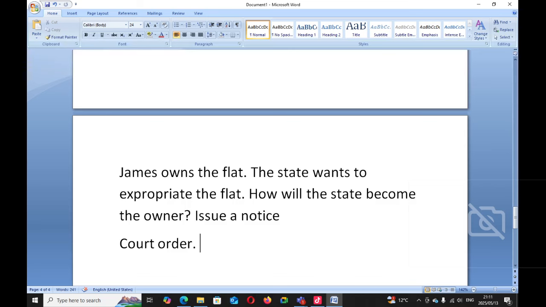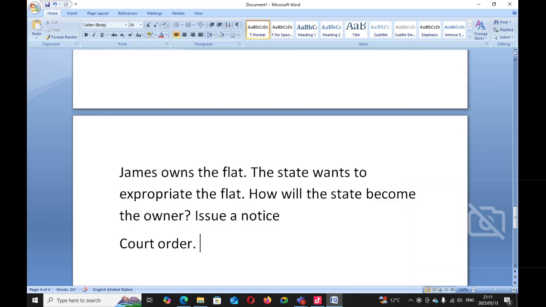The sheriff will attach those properties. They are gone. There's no need to register anything. There's no registration of anything. The court order will just say go and take the property. They will come and take the property. It's done. So yes, the state cannot come.